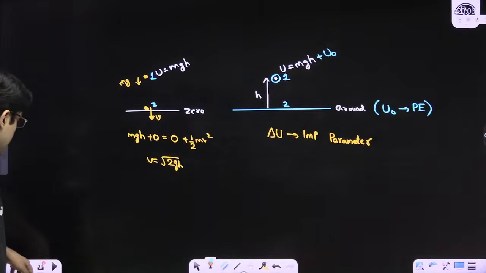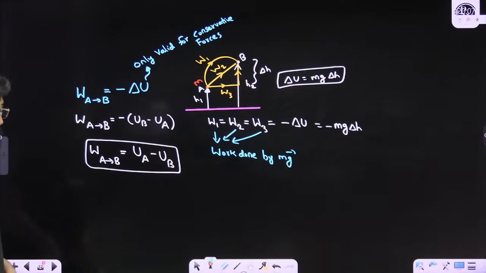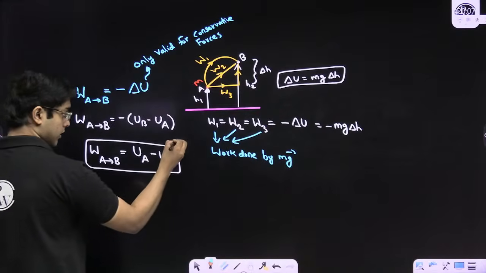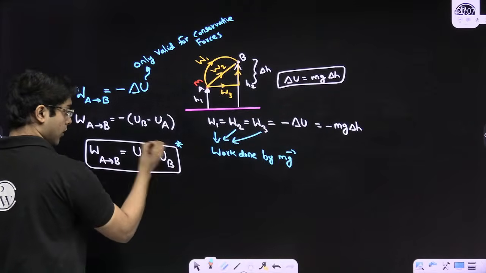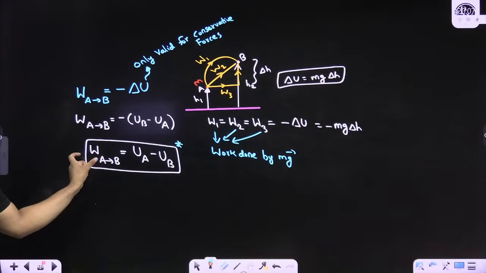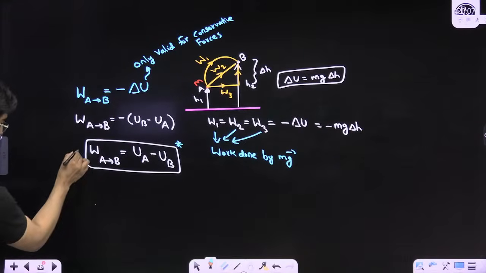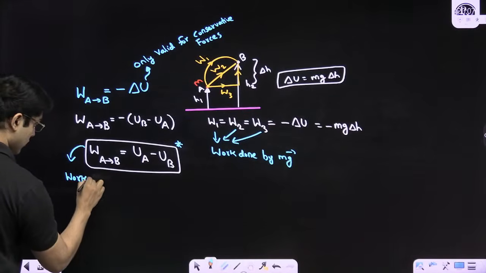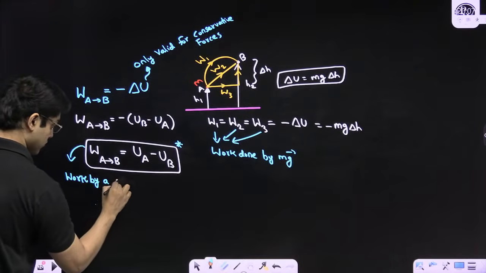Okay, so where were we? Yes, work done from A to B. So that is done. This is something that you should keep in mind, guys. This is in fact how potential difference is defined for any conservative force. So this W is work by a conservative force.